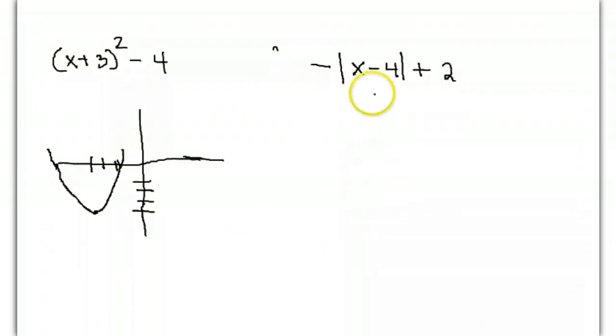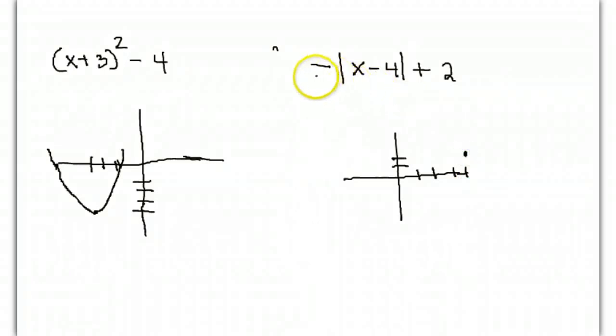So what about this? What shape you got on this one? The V shape. Okay, so you got to tell me what all these pieces mean. So the +2 means what? It goes up 2 because it's on the outside. You got a -4 on the inside. That tells you what? You go to the right 4. And so this is where it is right here. The negative tells you what? You flip it. Yeah. So that makes it like this. That's what the picture looks like.